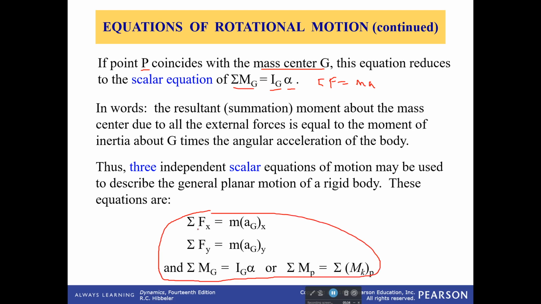We have our sum of the forces in the x equal to mass times acceleration of our center of gravity, and likewise for the y direction. And then finally, one that's taking into account rotation, with the angular acceleration and the mass moment of inertia being connected to the sum of the moments around a particular point.